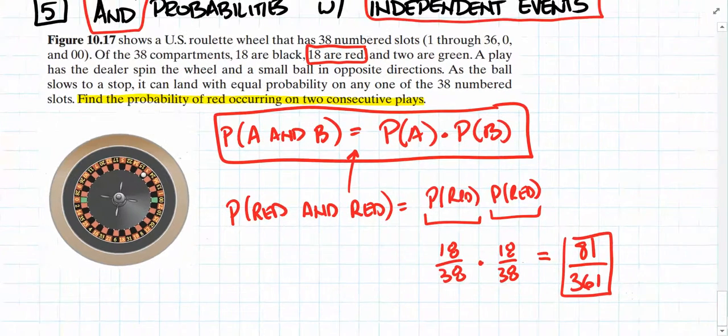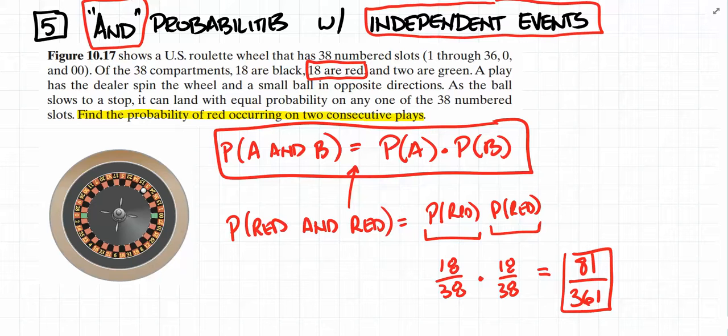So in this case, when we're talking about AND probabilities with independent events, I need you to remember that when you see the word AND, it means to multiply.